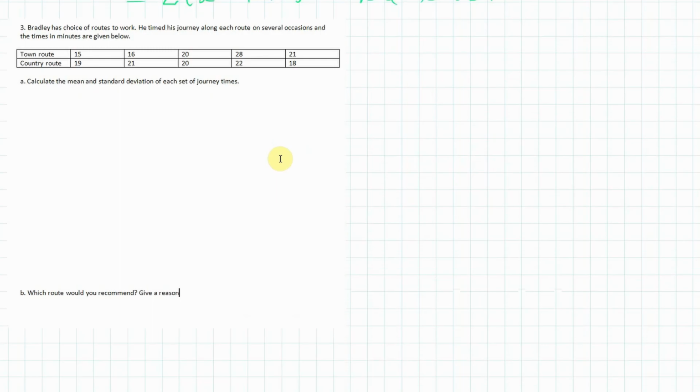Now, good old Bradley, he's got some choice on his way to work, different choices, and we are trying to calculate the mean and the standard deviation of each set of journey times. Okay, so town mean. We add all of these together at the top. Now what do we get when we do that? 15, 16, 31, 20, 28, and 21. So I'm getting 100. And how many trips has he had? That looks like 5. So 100 divided by 5 is 20.